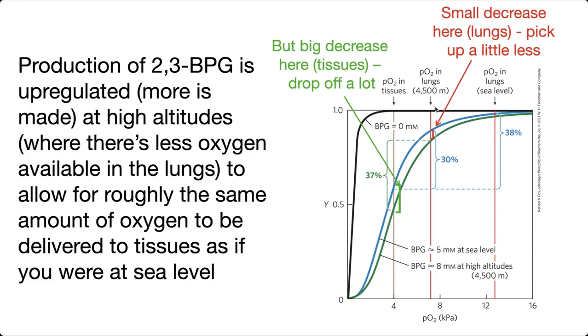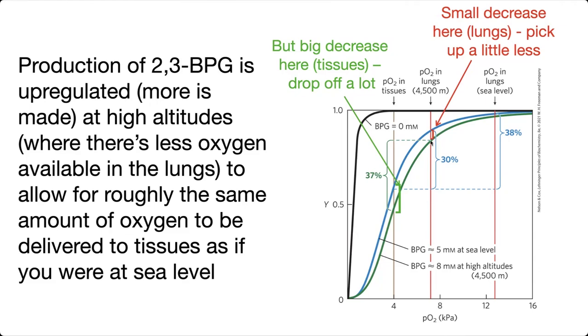If we look at the amount we would be releasing if we only had a low concentration of BPG, in our lungs we'd be starting with less, but we'd be getting to the same point in our tissues. And so we'd be releasing less than if we had started with the pressure of oxygen, the concentration of oxygen, that you see at sea level. There you would get 38% versus here you would only get 30%.